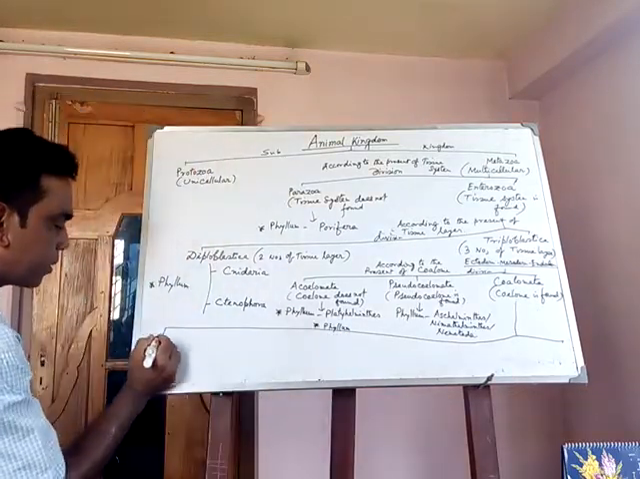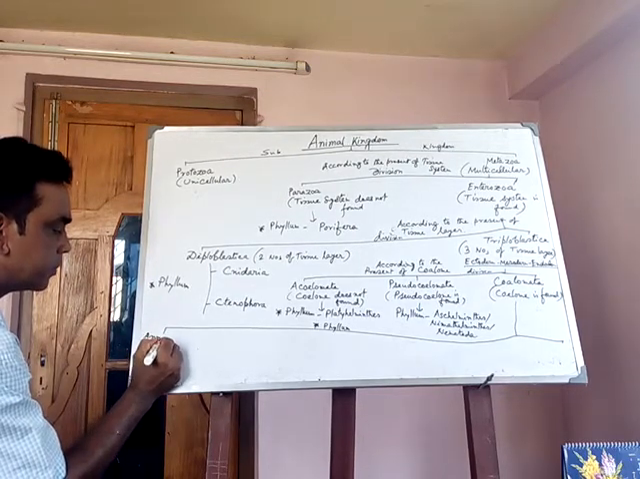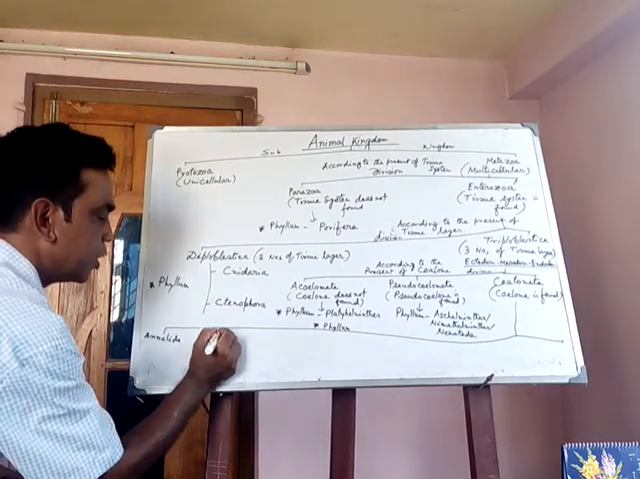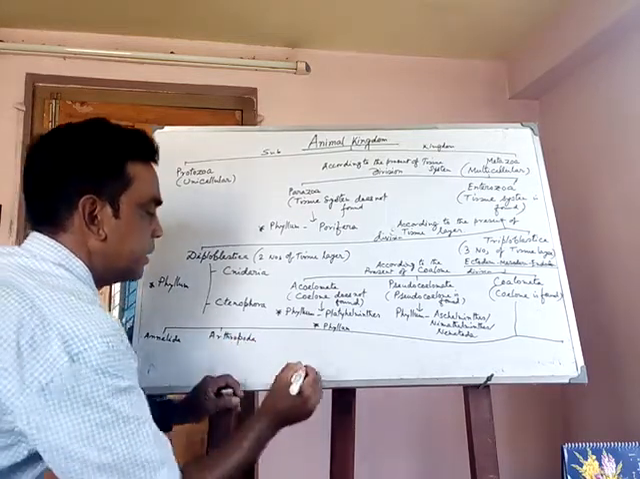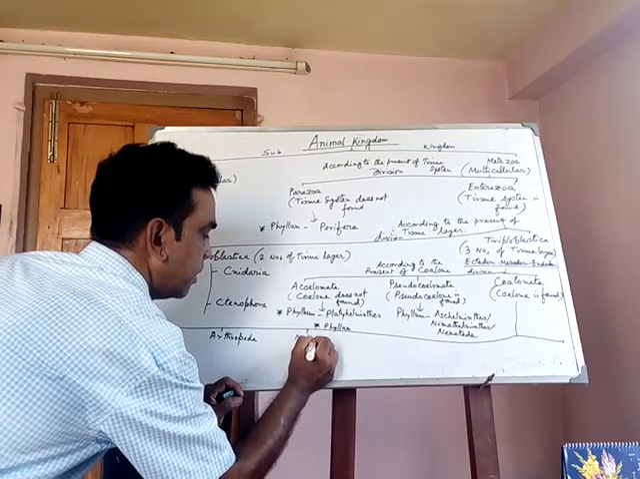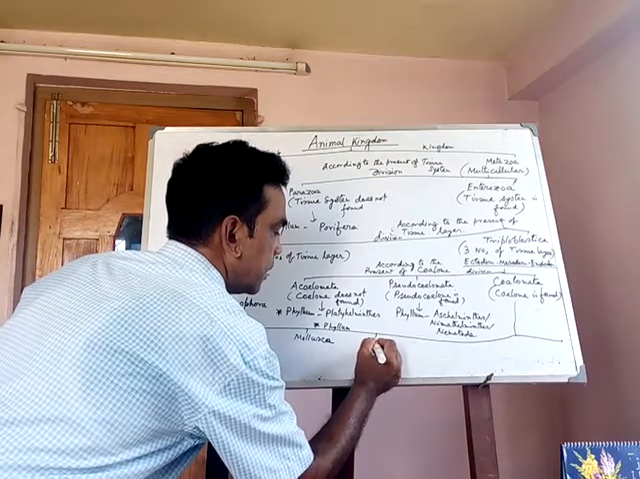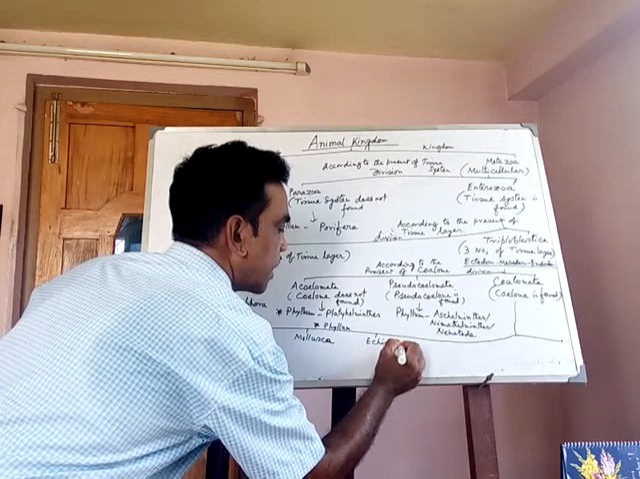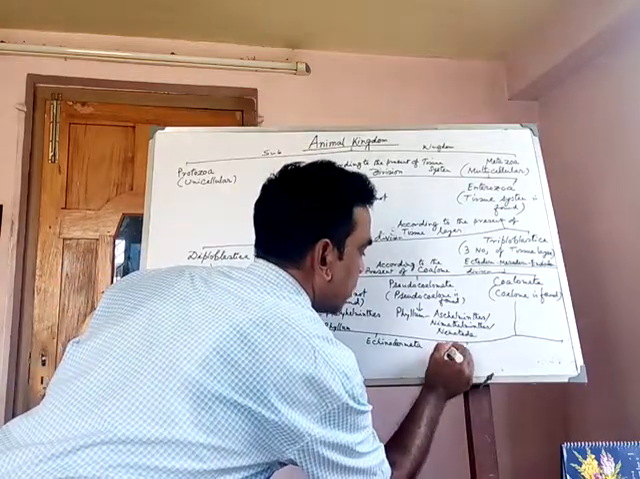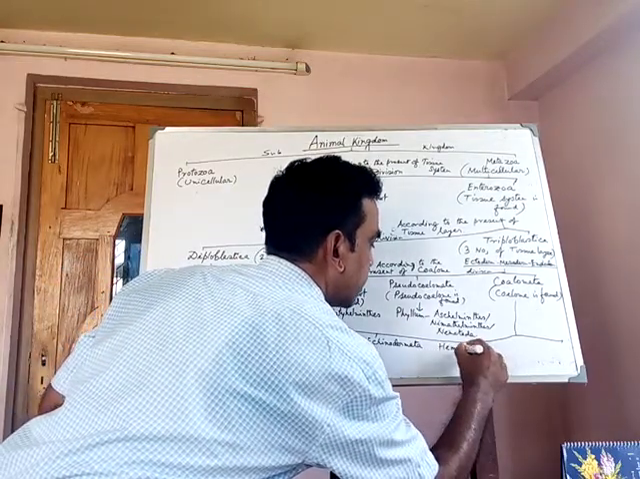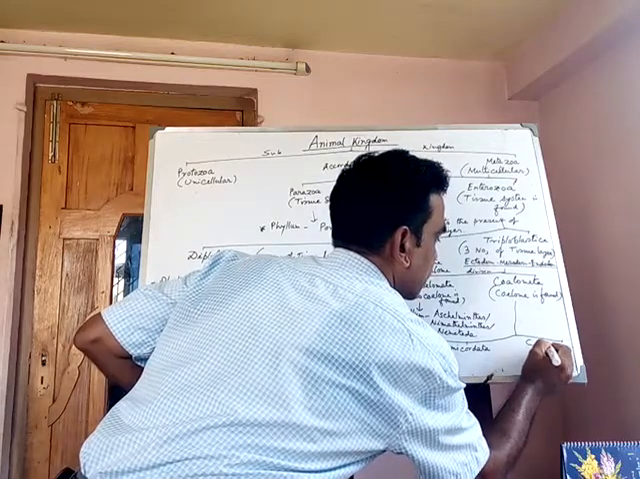That is: one, Annelida; two, Arthropoda; three, Mollusca; four, Echinodermata; five, Hemichordata; and six, Chordata.